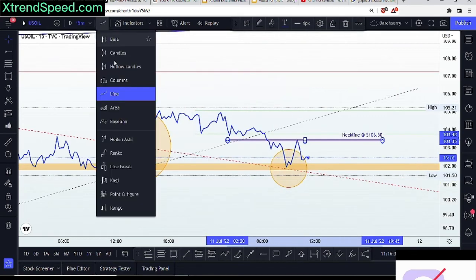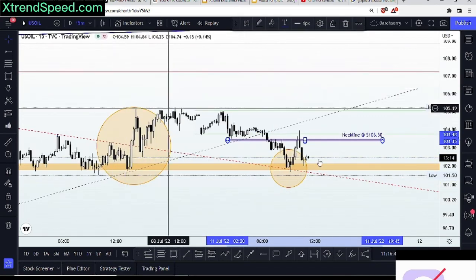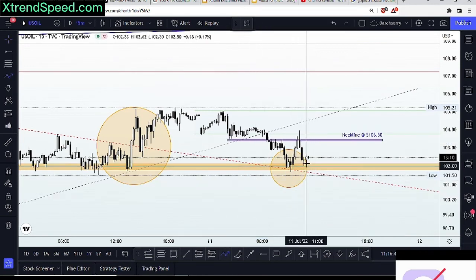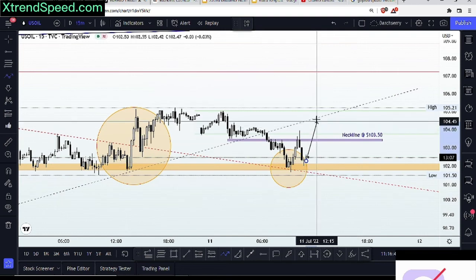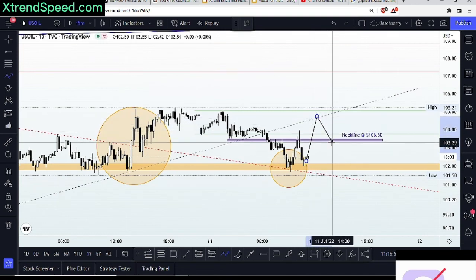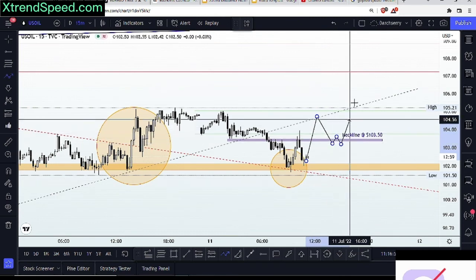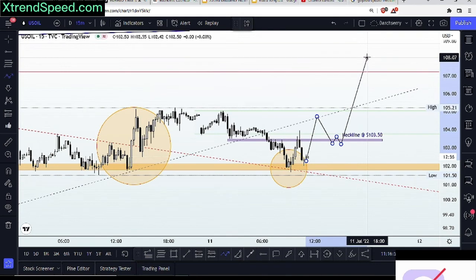So as we head into the New York session, for any bullish momentum, this is what we are going to be looking out for: we want to see a break above of this neckline. Then price comes back to do a retest of this neckline, where we look for patterns to join the rally to the upside.